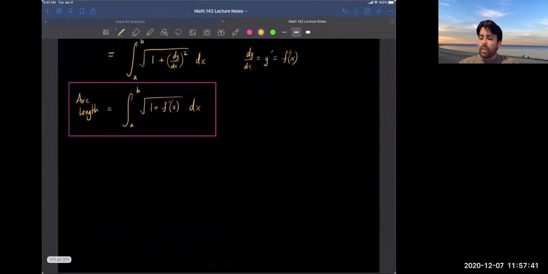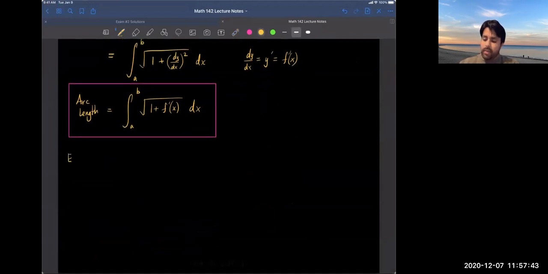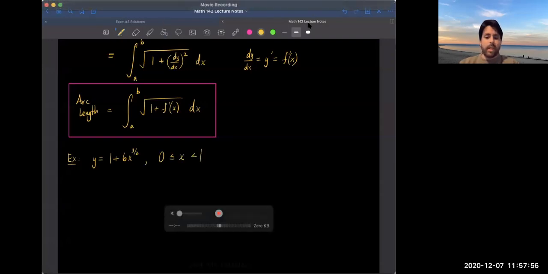So let's see this in action. What if I have a function 1 plus 6x to the 3 halves, and I want to know the length of this from 0 to 1. We don't have to go through all of it, but we can just set it up.